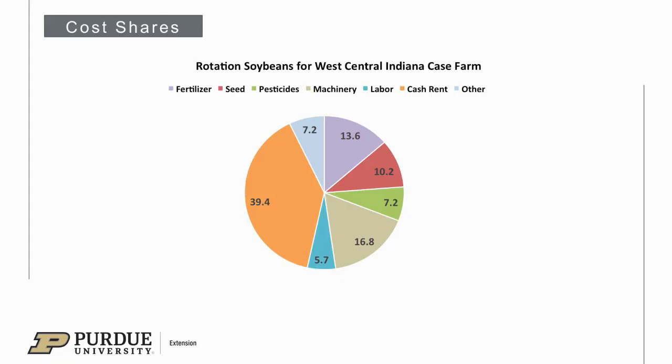So cash rent typically is the largest expense item for farms looking at producing rotation corn. The same would be true for continuous corn. Looking at rotation soybeans, land accounts for almost 40% of the total cost of production for rotation soybeans. And so here just illustrates the importance of making sure you have an opportunity cost on owned land.